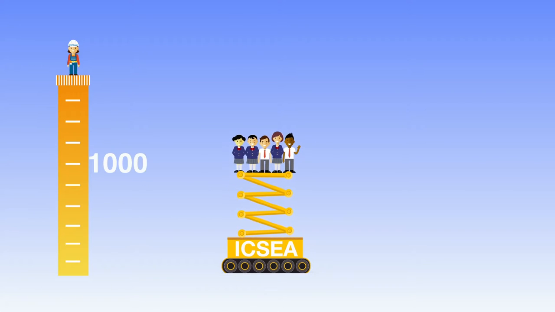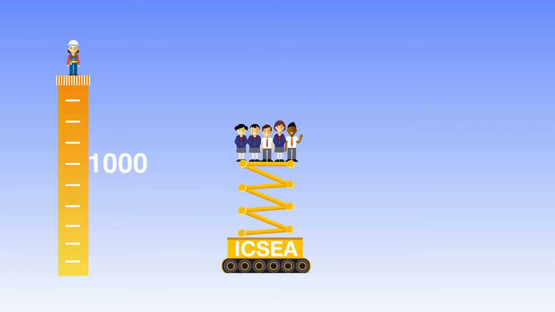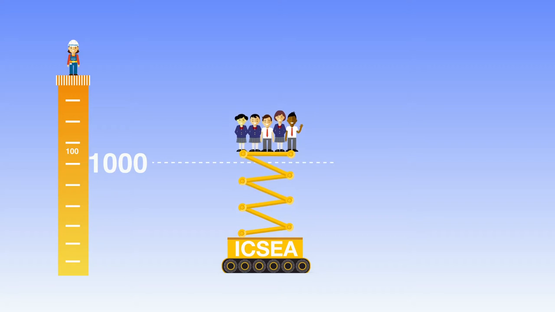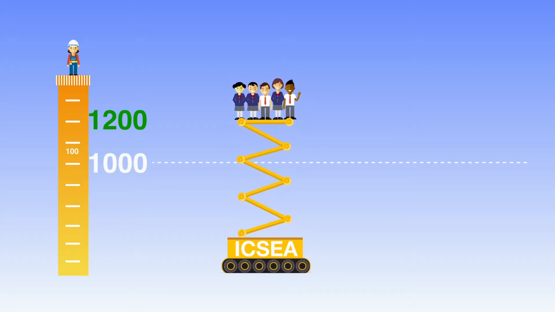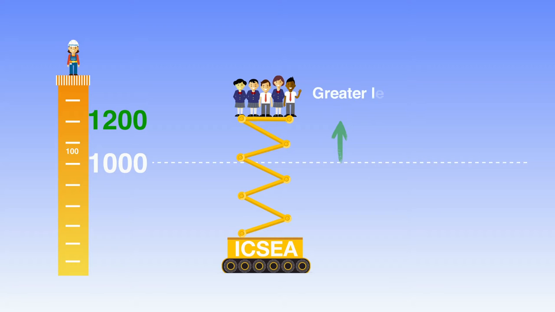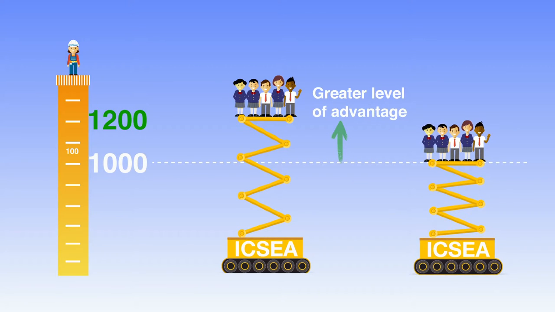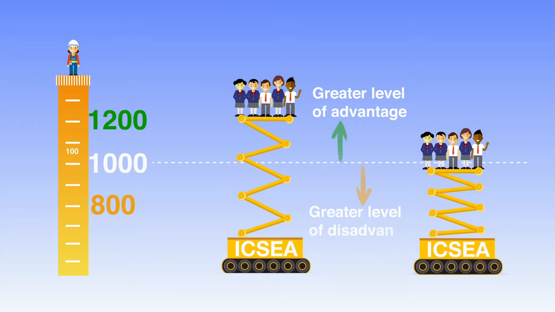ICSEA has been set with a mean of 1,000 and a standard deviation of 100. A school with an index of 1,200 has students who, on average, are 2 standard deviations above the national mean level of socio-educational advantage. On average, these students come to school with a great level of advantage. A school with an index of 800 or below, however, works with students with considerable socio-educational disadvantage.